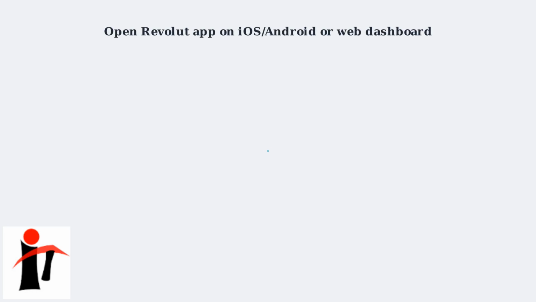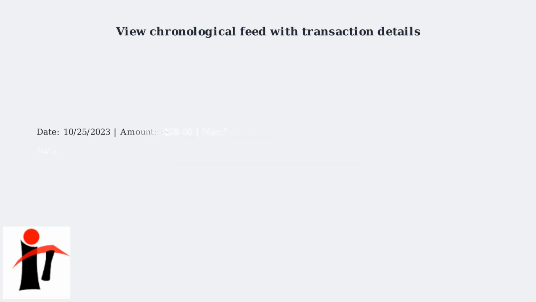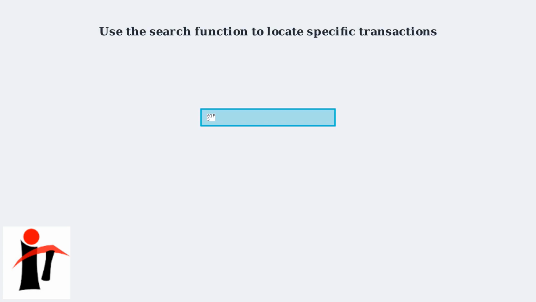To find your Revolut transaction history, open the Revolut app on your iOS or Android device or log in via the web dashboard. Navigate to the Transactions tab to view a chronological feed of all your transactions. This feed provides essential details for each transaction, including the date, amount, merchant, category like groceries or travel, and status completed or pending. Use the search function to quickly locate specific transactions.